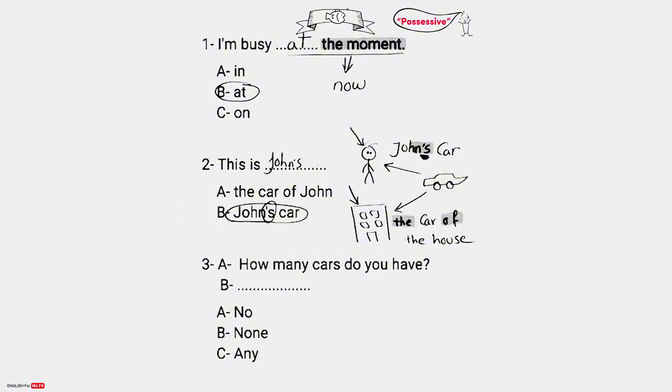This is John's car. How many cars do we have? How can I answer this question? Can I say no, or none, or any? Listen guys, no here in this question should be followed by a noun. And also any should be followed by a noun. Here I should say I have no cars. No here is followed by a noun, cars. And here you can say I don't have any cars. Any and a noun here. You can't say I have no or I don't have any. You have to say no cars or any cars.